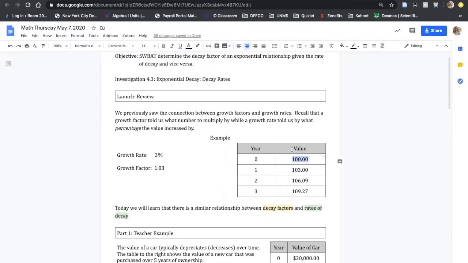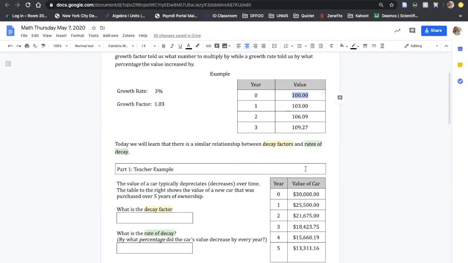And if I multiplied by 1.03 again, I would get down to this. Multiplied by 1.03 again, I get down to this. So my growth factor is 1.03. Now the growth rate, remember we did that conversion before, in this case is 3%, because I'm focusing on the decimal portion. This tells me by what percentage I increased. So 3% of 100 is 3, so from here to here increased by 3%.